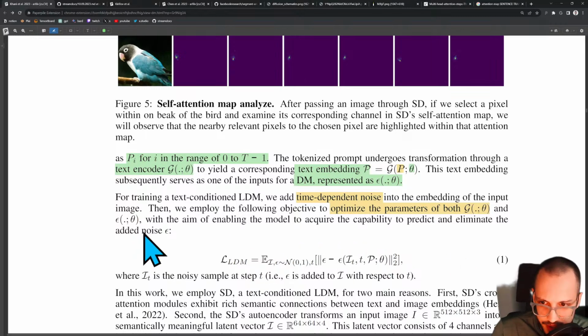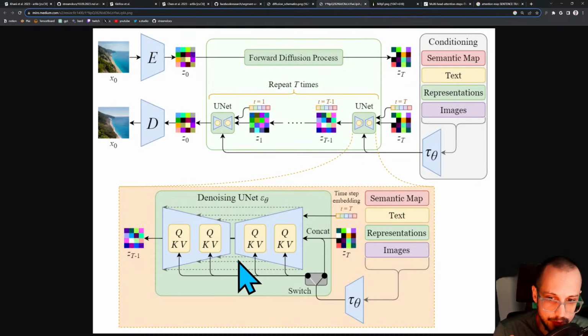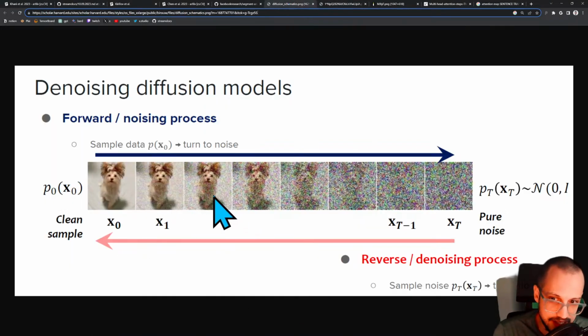Okay. The aim of enabling the model to acquire the capability to predict and eliminate the added noise, right? So basically the whole point of this UNet inside a diffusion model is to denoise or remove the noise, right? And the reason it can do that is because whenever you were training this UNet, you added the noise, so you knew exactly the noise that you added. So you said, okay, can you remove the noise from this? And then you know what the noise is, so you can say, okay, here's what you should have removed.